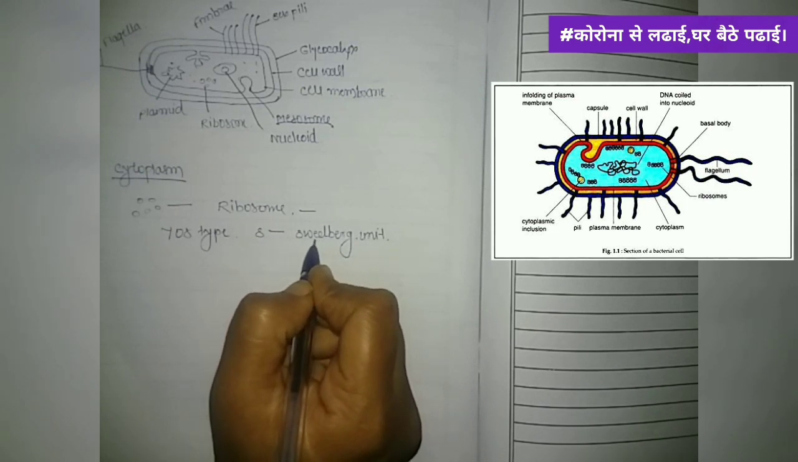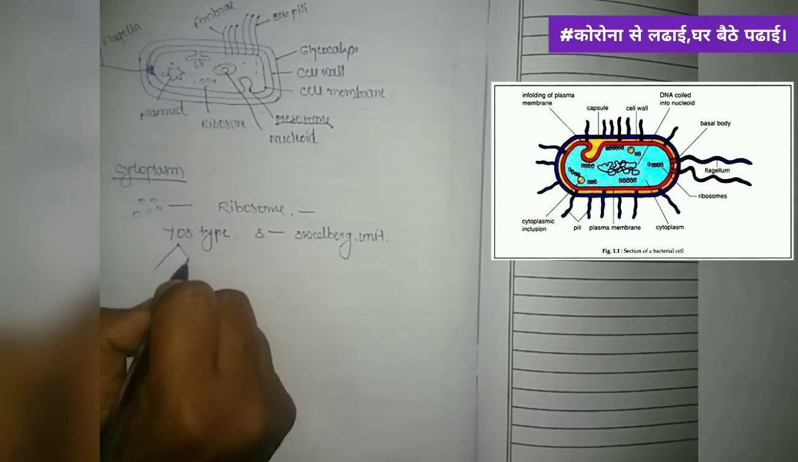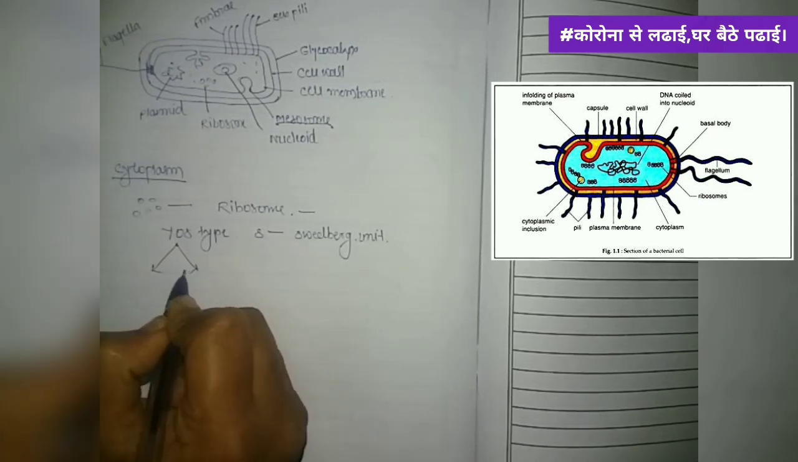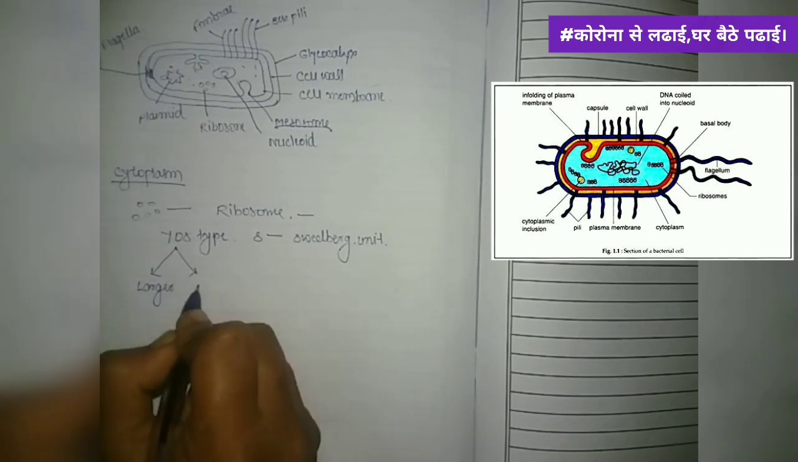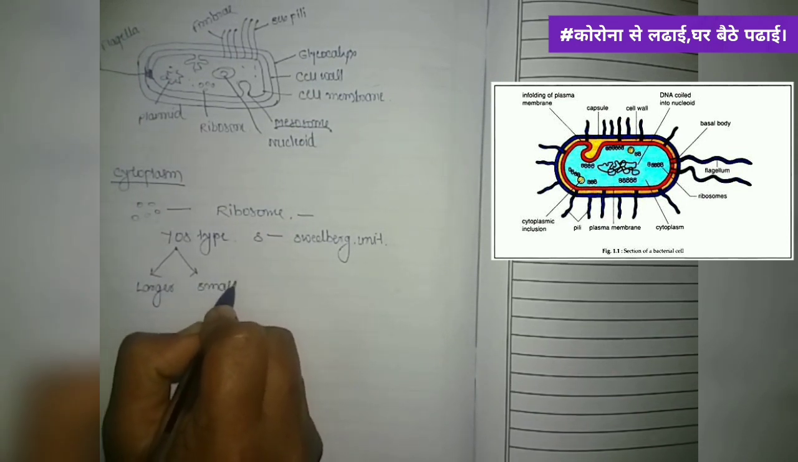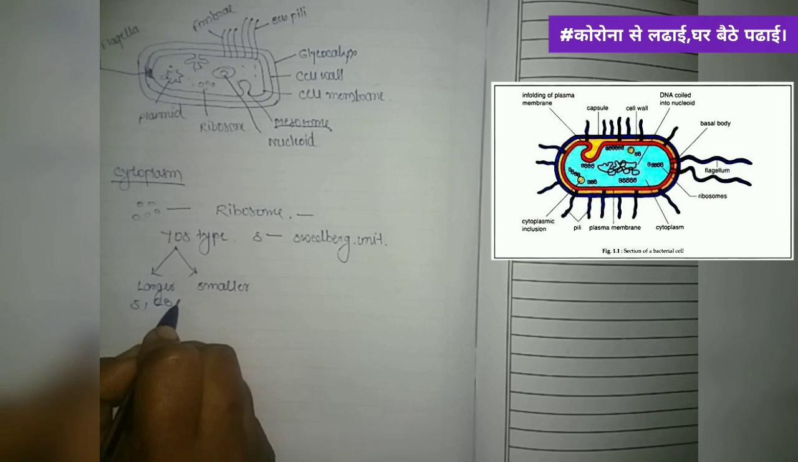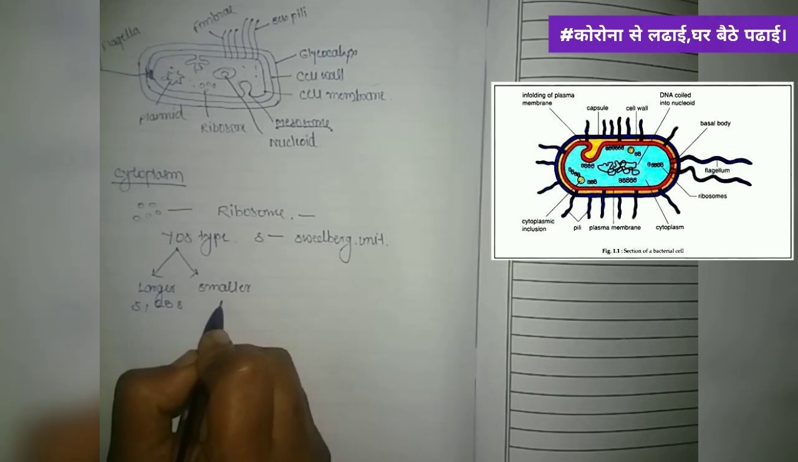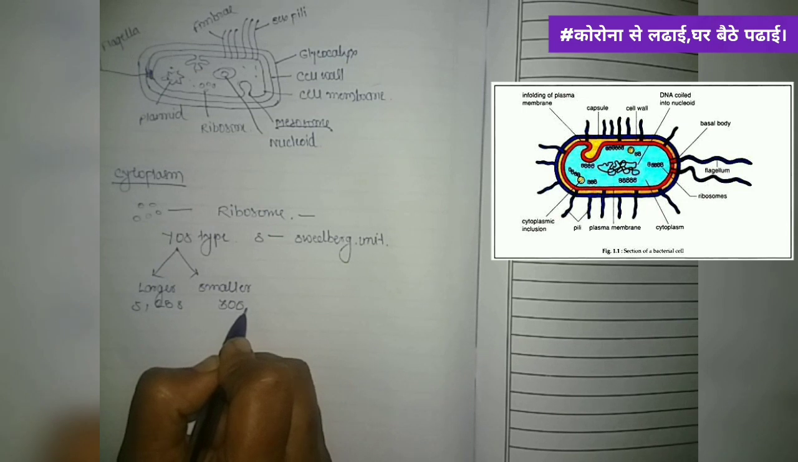This 70S type of ribosome is made up of two units, a larger unit and a smaller unit. The larger unit is made up of 5S and 23S ribosomal RNA, and the smaller unit is made up of 16S ribosomal RNA.